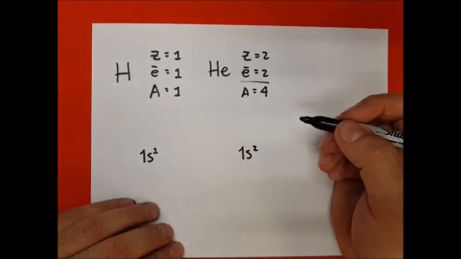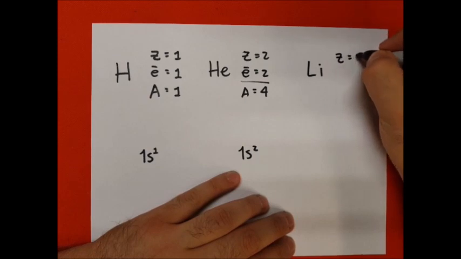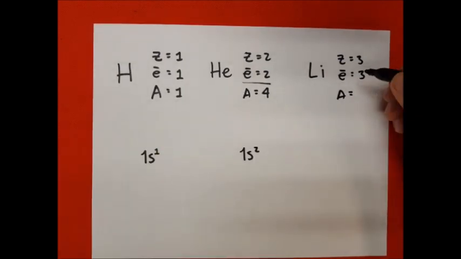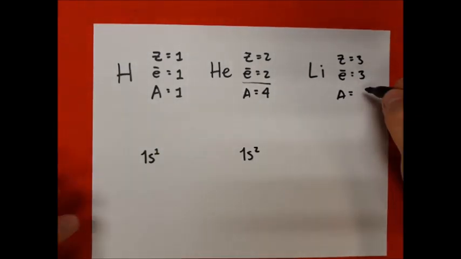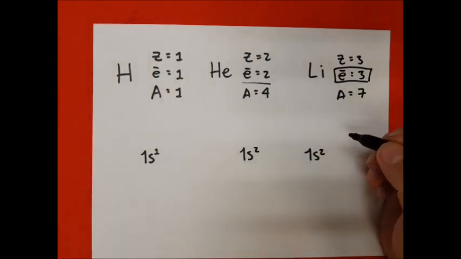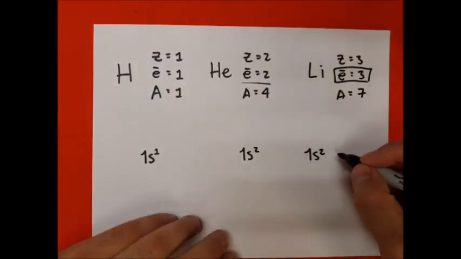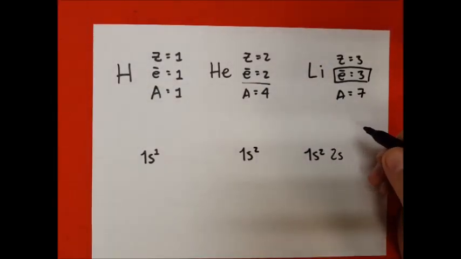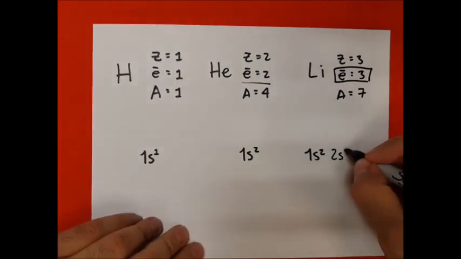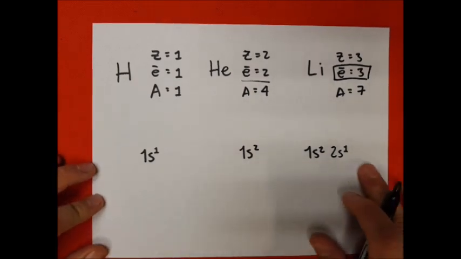Let's try the next element, which would be lithium. Lithium has atomic number 3. The number of electrons in its neutral form is 3. Mass number is usually 7, meaning that it has 4 neutrons. Again, what we want to know is the number of electrons. 1s2. The next energy level, according to our Aufbau diagram, is 2s, so 1s2, 2s. 2s can hold 2 because it's an s orbital, so we only need 1. And this is electron configuration. This is very, very simple. We just continue the numbers.